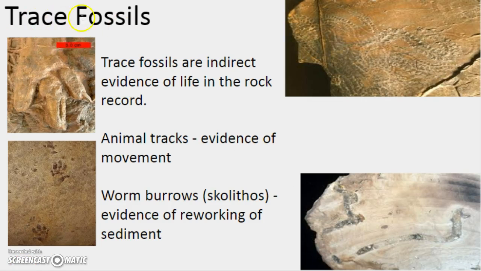Another form of fossils I mentioned before are trace fossils. These are indirect evidence of life in the rock record. They could be animal tracks, evidence of movement. Here are some burrows. Here are some more. These are worm burrows. These are probably more insect burrows. And you can even show the animal tracks themselves of different movements. The worm burrows, which are called scolithos, are evidence of the reworking of sediment.